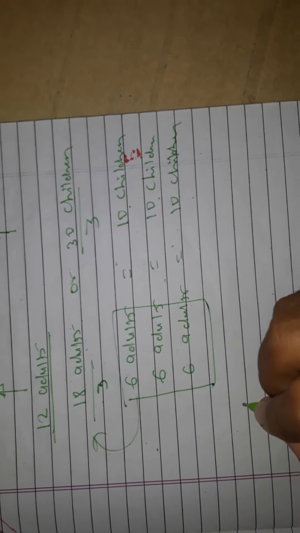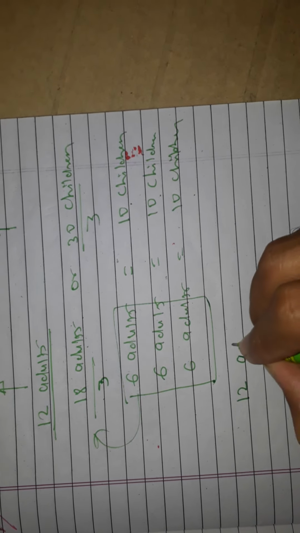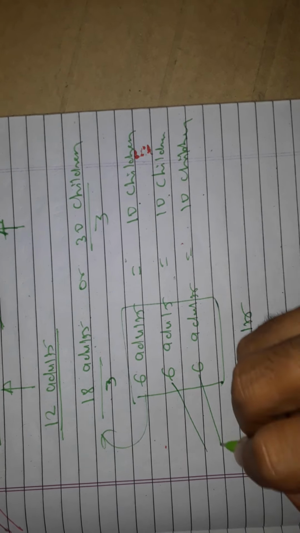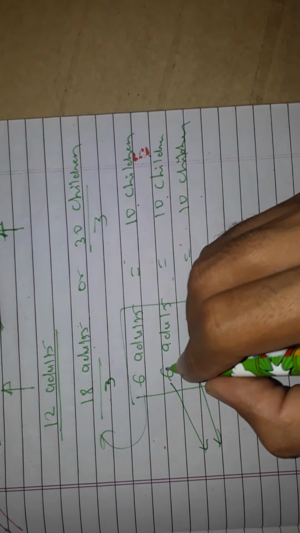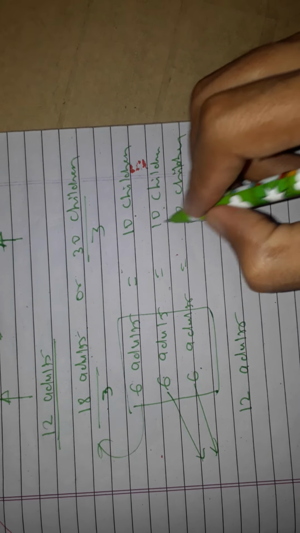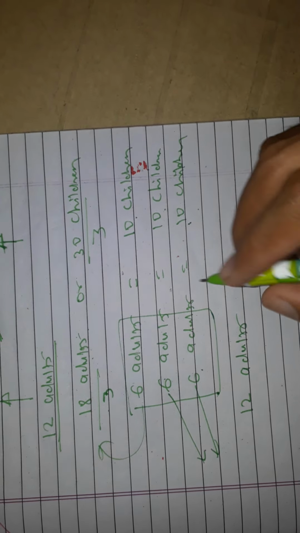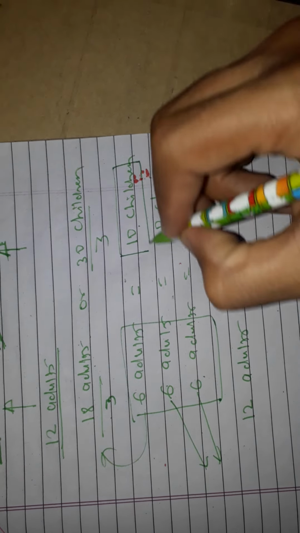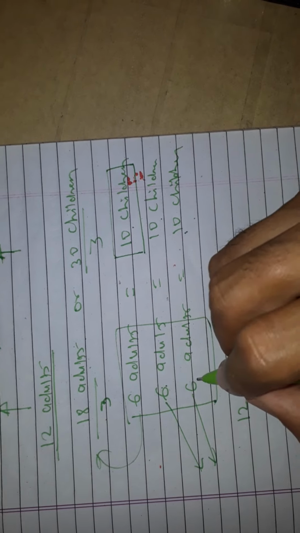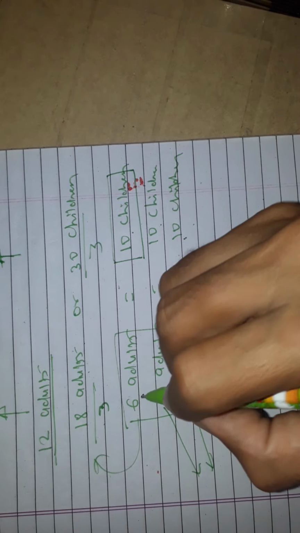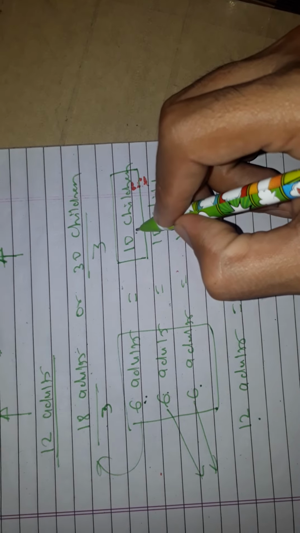If 12 adults board in the lift, then these two are complete, 6 plus 6. And these also complete, 10 plus 10. Now the remaining is these 10 children. These 6 plus 6, 12, are complete, which means the remaining is 6 adults, and 6 adults equal 10 children.